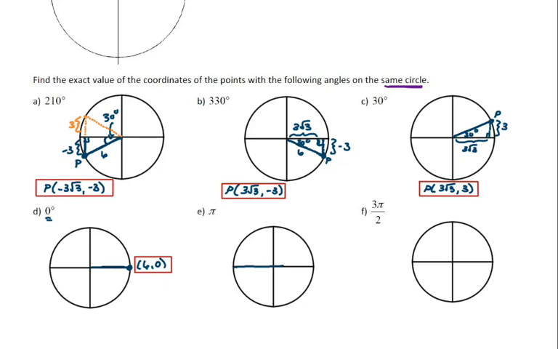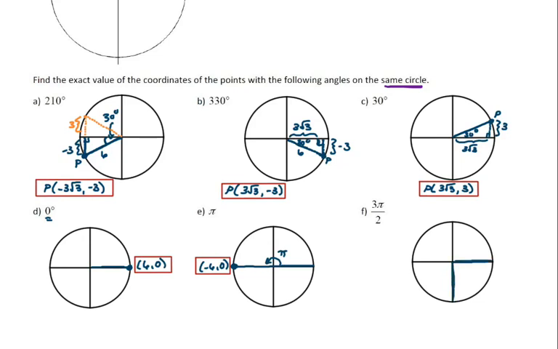And then pi, remember that's a measure in radians, which would put me halfway around the circle. That's a measure of pi radians. So the coordinates of the point where the angle pi radians hits the circle would be -6, 0. Still on the x-axis, just in the negative direction from 0 degrees or 0 radians.